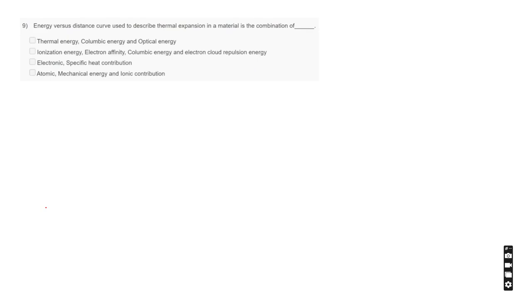It's already a question from the class. So what are the energies? Option B, ionization energy, electron affinity, and Coulomb energy. Yeah, it will be option B, ionization energy, electron affinity, Coulomb energy, and the electron curve. It's a direct question, okay.